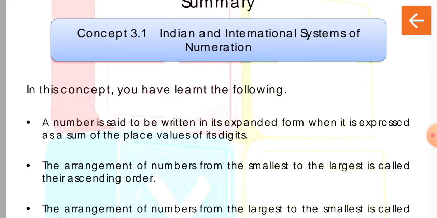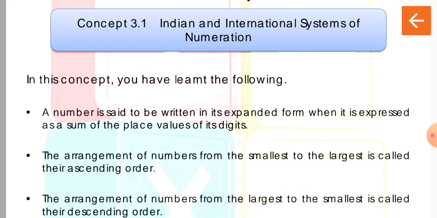the expanded form and arranging the largest number in ascending order. These concepts are coming in this session. Here, a number is said to be written in its expanded form when it is expressed as the sum of the place values of the digits. You know how to write the expanded form of small numbers, right? Here these are large numbers. Okay. So you have to do this accordingly.